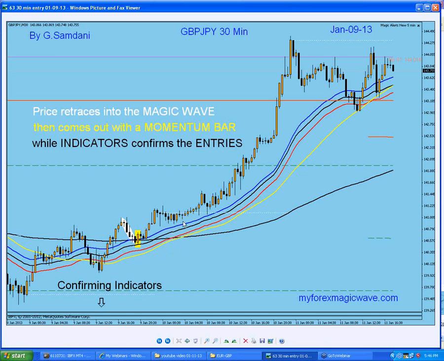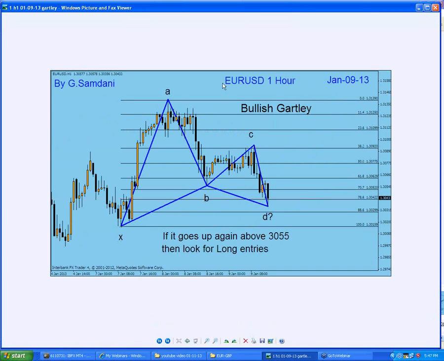Just keep taking them. That's it. And pound yen 30-minute setup, beautiful, and goes all the way. All right. This is one of the nice scenarios I had. And okay, this is another one, EUR-USD 1-hour chart, January 9th.